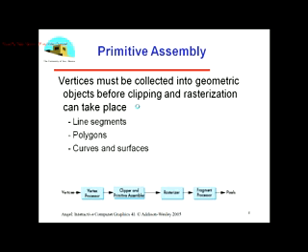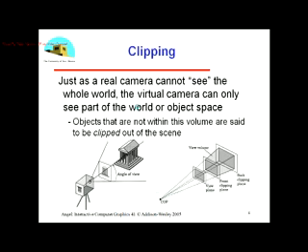Primitive assembly. Vertices must be collected into geometric objects before clipping and rasterization can take place. Line segments, polygons, curves and surfaces.